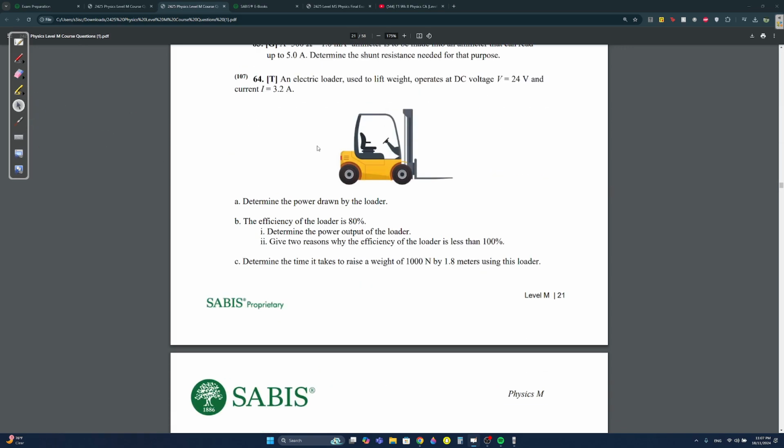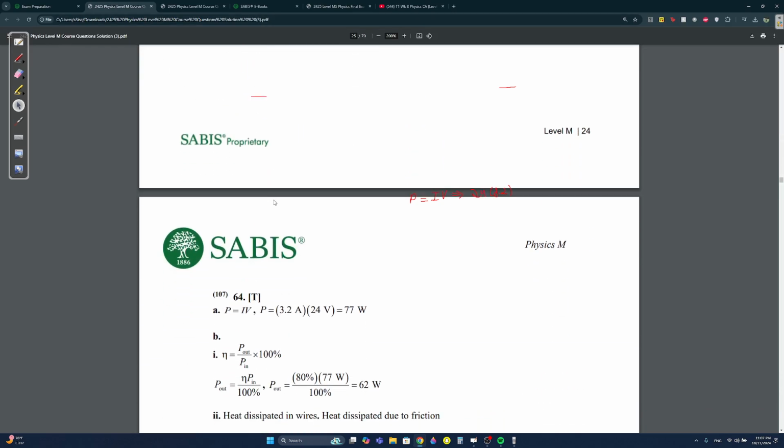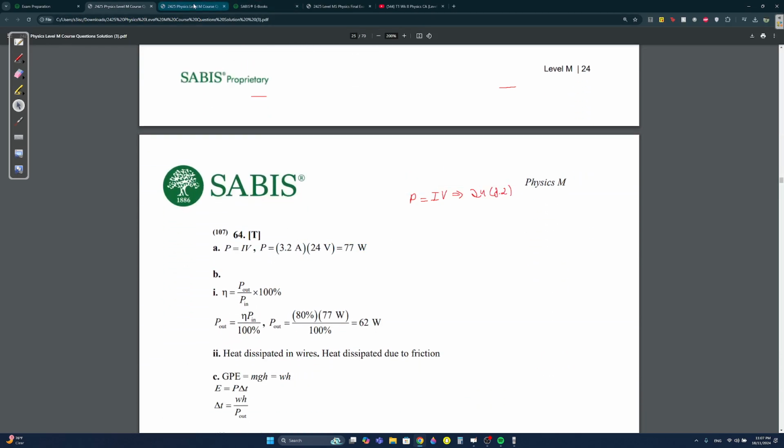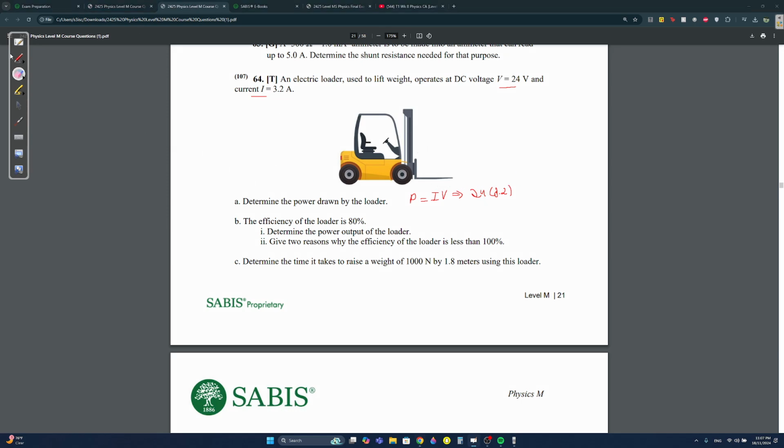Okay. An electric loader used to lift weight operates at DC voltage V equals 24 and current I equals 3.2. Determine the power drawn by the loader. Power is equal to, we have I and we have V. Yeah, P is equal to IV, right? So you're going to use 24 times 3.2, which should be 80 or something like this. 77, yeah.